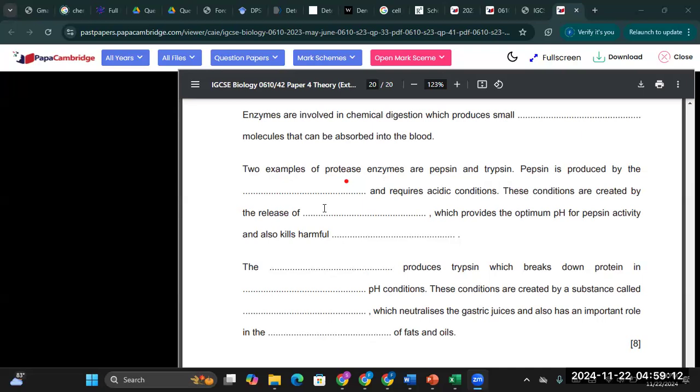So pepsin is produced by the stomach. Okay, now these and requires acidic conditions. These conditions are created by the release of what is present in the stomach that is acidic.